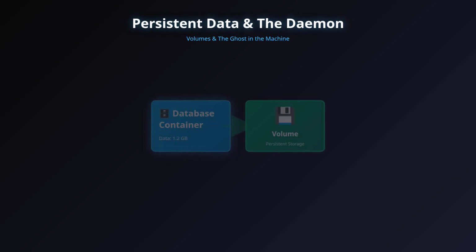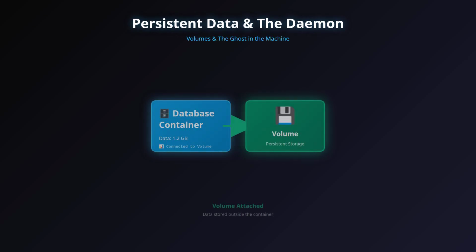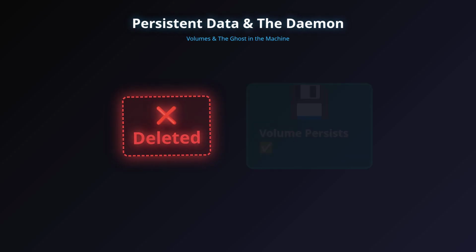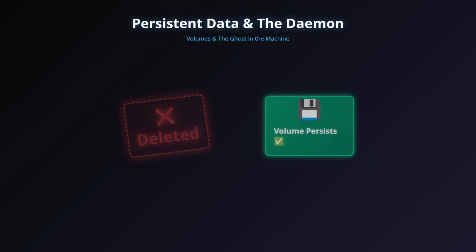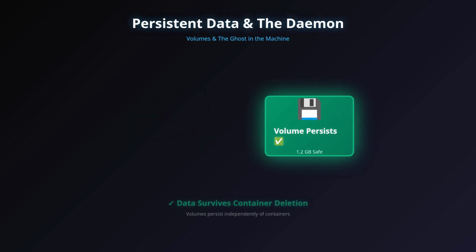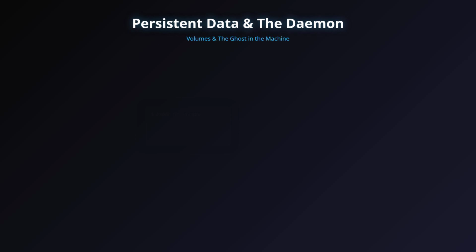Volumes are persistent storage that exists outside your container. You attach a volume to your database container, and all your data gets stored there. Now watch this. We delete the container. The container is gone, but look, the volume persists. All your data is safe. You can start a new container, attach the same volume, and all your data is back. Volumes persist independently of containers.